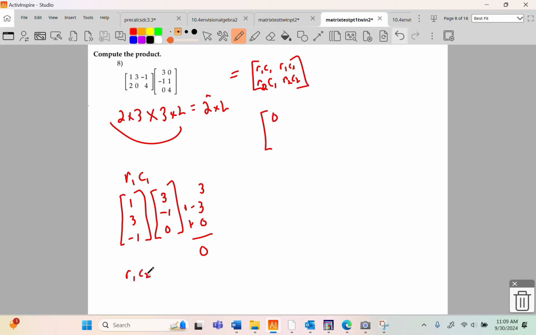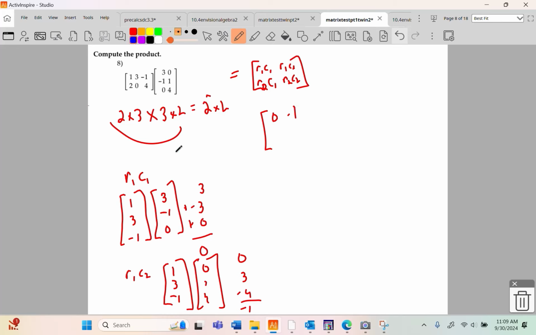Row 1, column 2 is the next thing I want to do. 1, 3, -1, column 2, 0, 1, 4. If I multiply across, I get 0, 3, -4. If I add down, we have -1. It's not that bad unless you're one of those kids who thought you could just do math by using photo math throughout high school. For y'all, it's pretty bad. And there's too many of you.